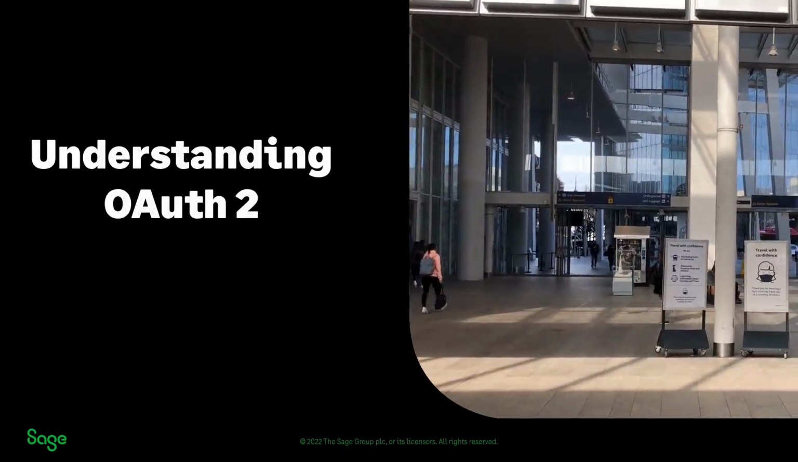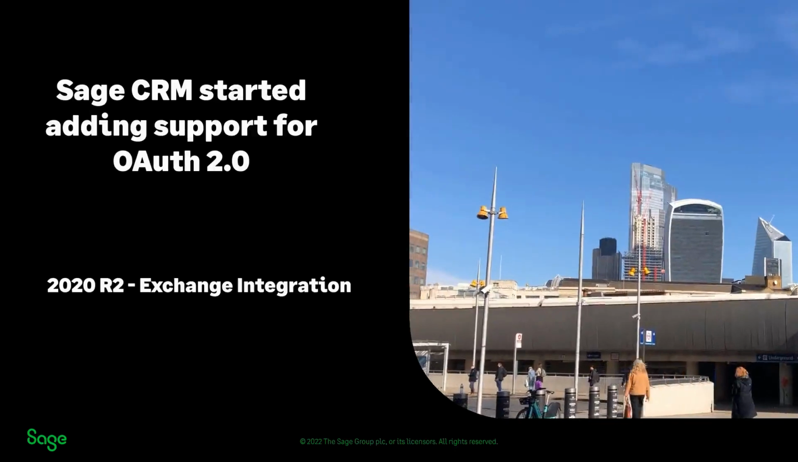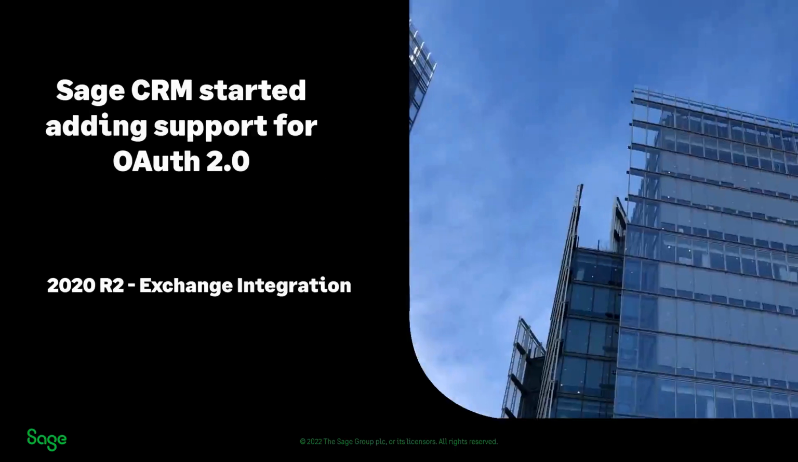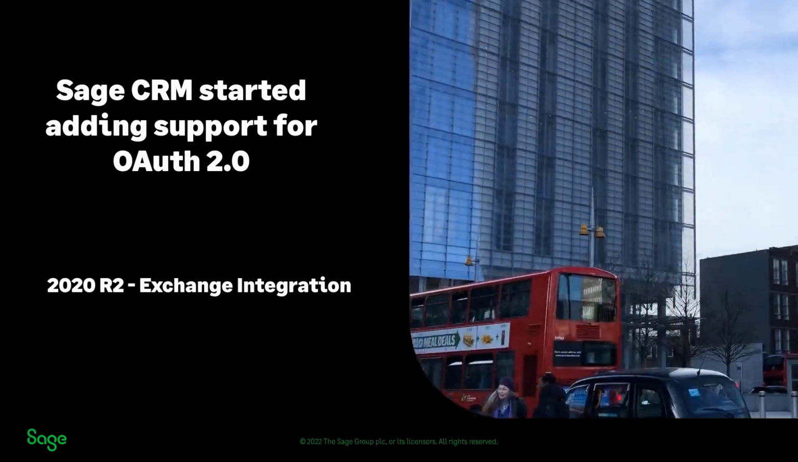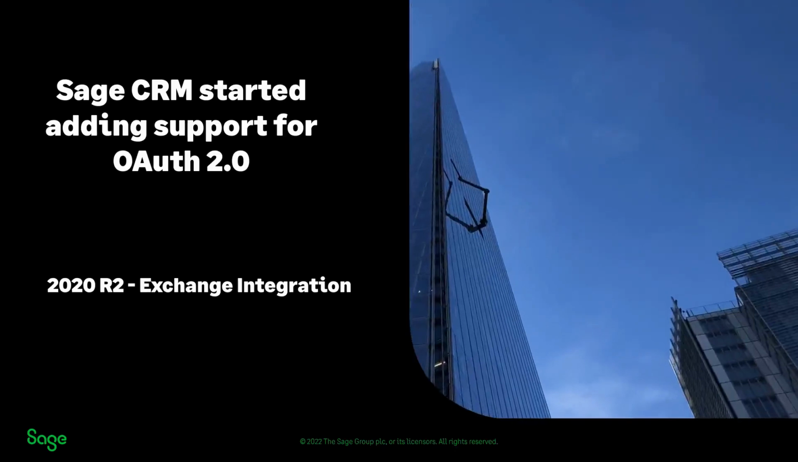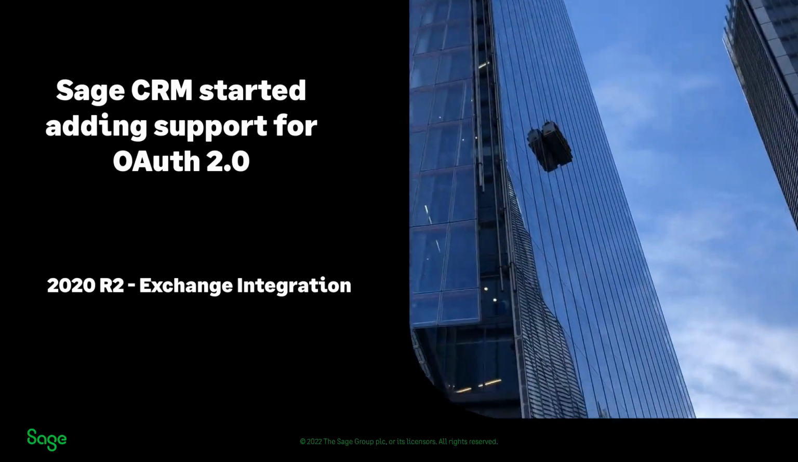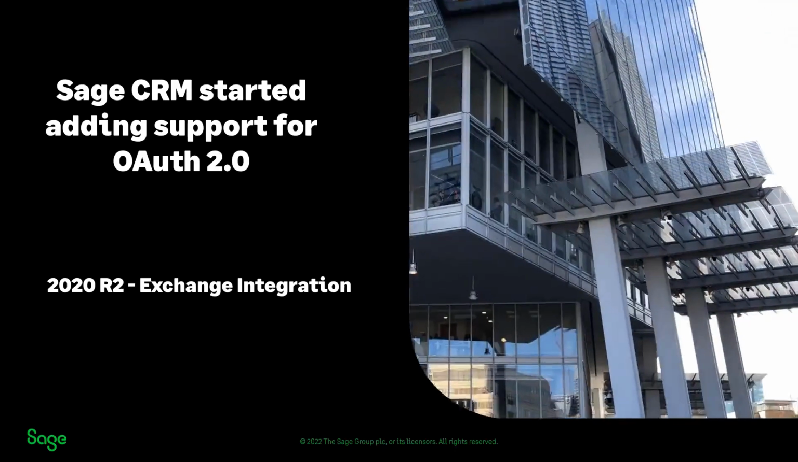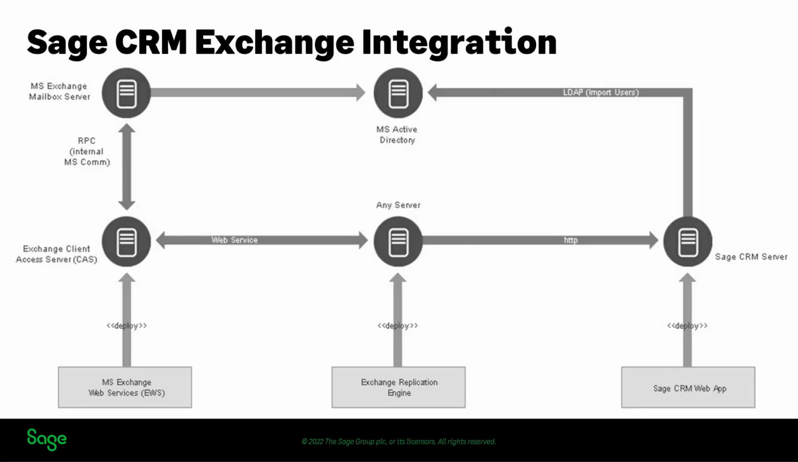Now, Sage and Sage CRM's development team started the move to OAuth 2 back in the development cycle of 2020 R1, but we implemented it with 2020 R2, our first bit of authentication via OAuth 2, and that was for our integration with Exchange at the level of the Exchange Web Services.